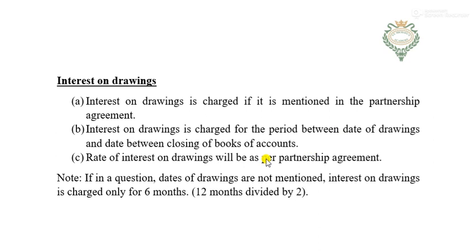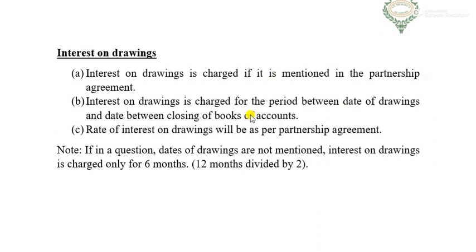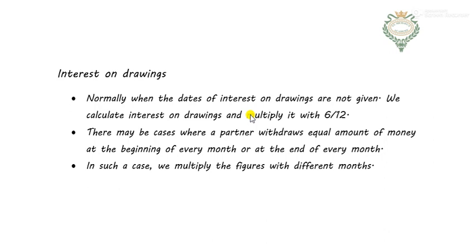You don't have to copy this because this was already written from the previous classes. However, you can copy this if you want. Next we are going to learn the cases. Normally there are three cases, which is very simple to understand. You just have to remember this figure. When the month of drawings is not given, we just multiply the figure of interest on capital by 6 by 12.